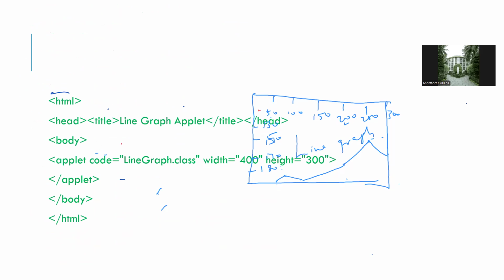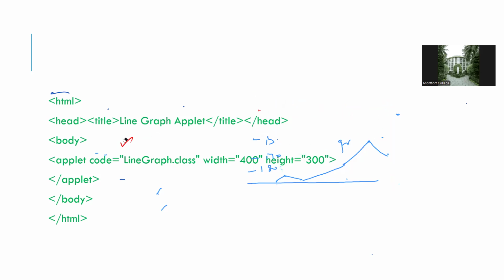Okay. So for this also we need applet code. Applet code is very important that we have to do. Okay. So let me remove this stuff. Okay. Coming to next slide.